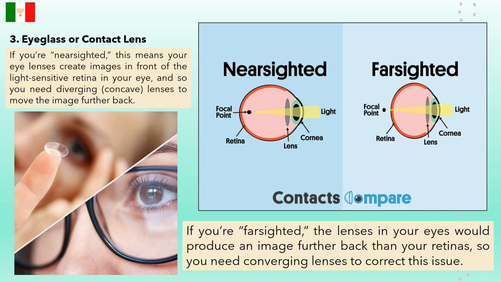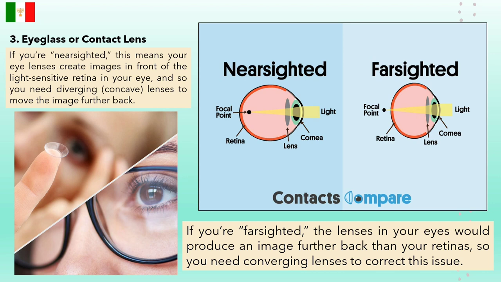Next is the eyeglass or contact lens. Other common types of lenses are eyeglass lenses or the contact lens, and both of these work to correct problems with your vision. If you are nearsighted, this means your eye lenses create images in front of the light-sensitive retina in your eye. And so, you need diverging or concave lenses to move the image further back. Nearsightedness or myopia is a common vision condition in which you can see objects near to you clearly, but objects farther away are blurry. It occurs when the shape of your eye causes light rays to bend or refract incorrectly, focusing images in front of your retina instead of on your retina.